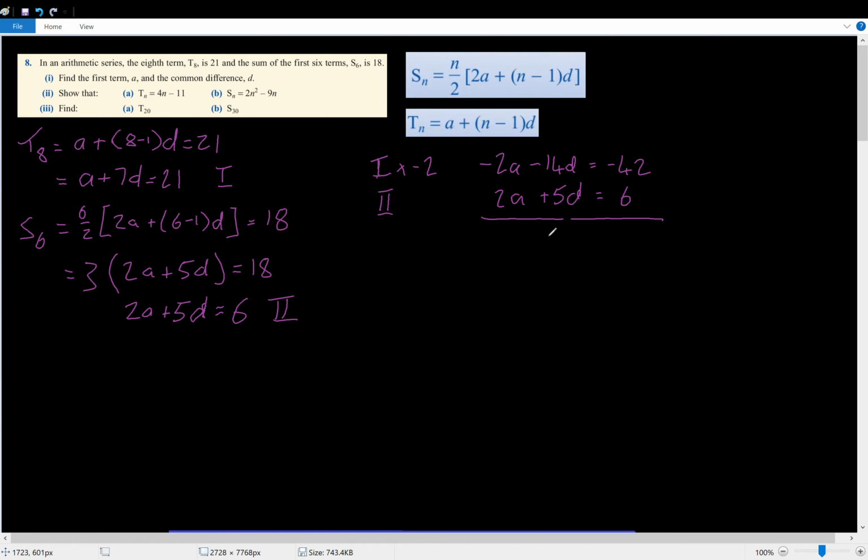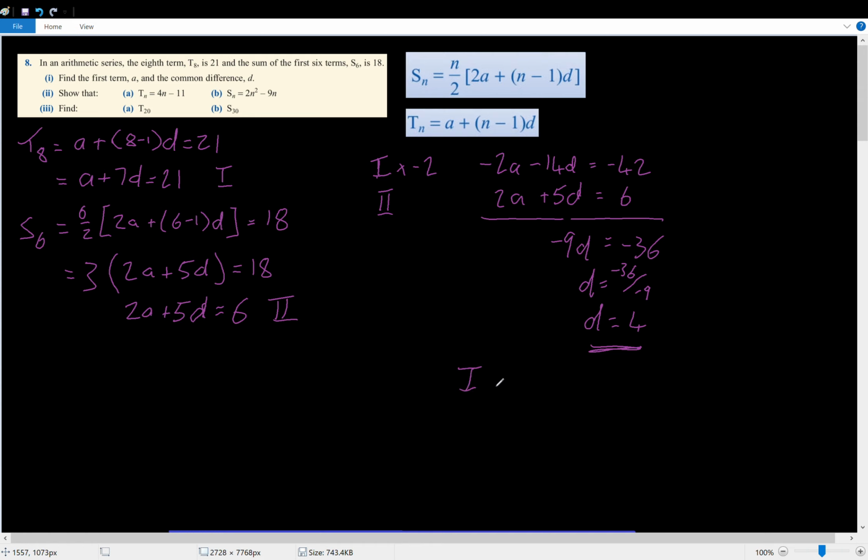Minus 2A plus 2A is 0. Minus 14D plus 5D is minus 9D. And minus 42 plus 6 is equal to minus 36, which means that D is going to be equal to minus 36 divided by minus 9, so D is equal to 4. And then in order to get our value for A, we're going to take our value for D and sub it back into equation 1 in place of D.